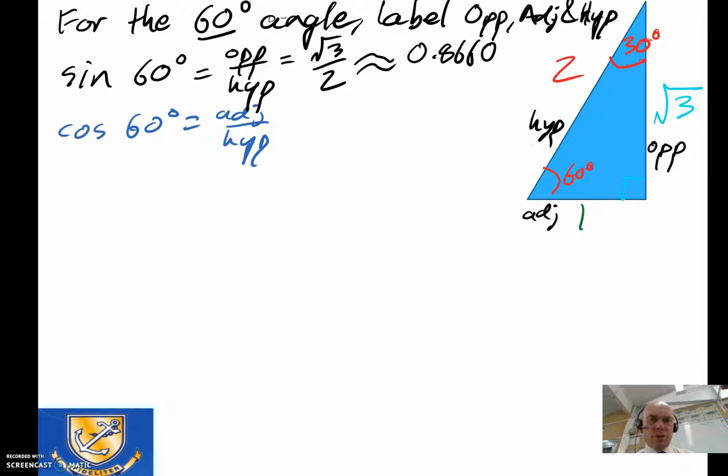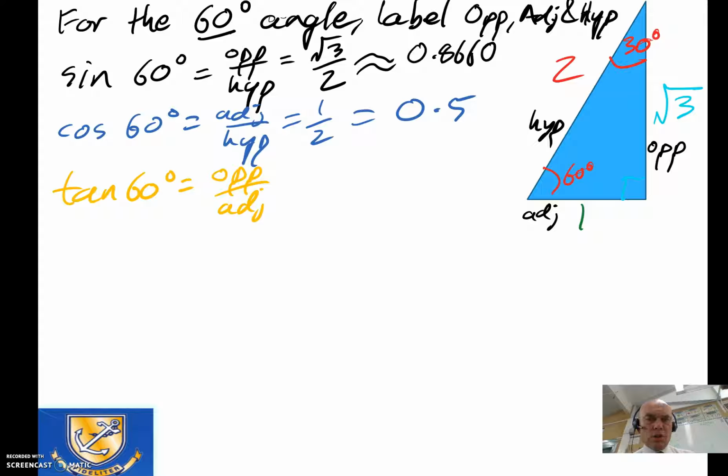The cosine of 60 is the adjacent over the hypotenuse, that's going to be equal to 1 divided by 2, which is beautiful, and that makes a half. The tangent of 60 is opposite over adjacent, which is going to be the square root of 3 over 1, which is just the square root of 3, which is going to be around about 1.73205008, yada. But that's still just an approximation. Square root of 3 is perfect.